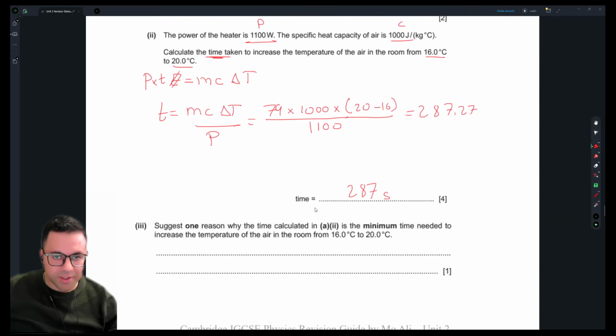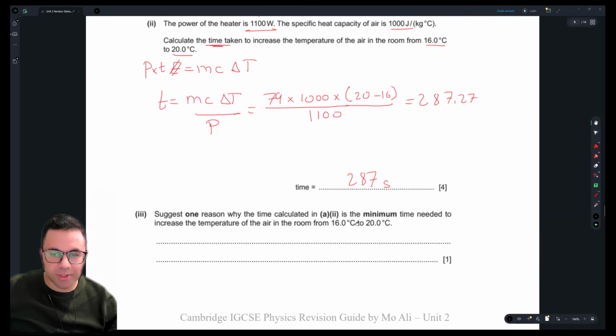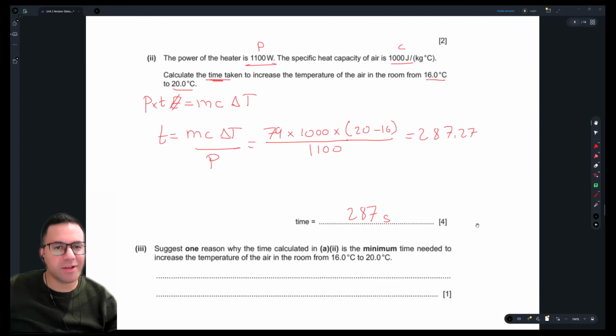Next. Suggest one reason why the time calculated in part two is the minimum time needed to increase the temperature of the air. Why is it the minimum? It has to do with what we mentioned, by the way. Why is this the minimum time needed?